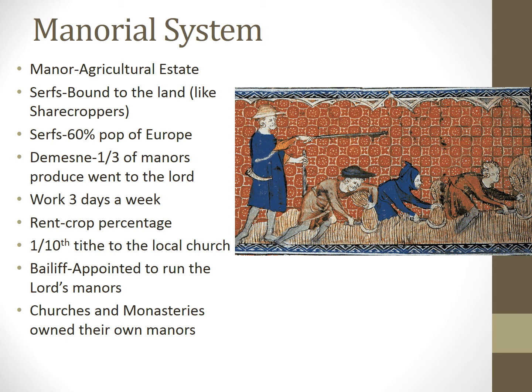They provided a tenth, which was a tithe, to the local church, and these manorial agricultural estates were appointed and run by a bailiff. And here you see the peasants or the serfs being directed and organized by a bailiff who ran the lord's manors. And as I said, churches and monasteries had their own manorial estates as well, and had a similar process of agricultural production.